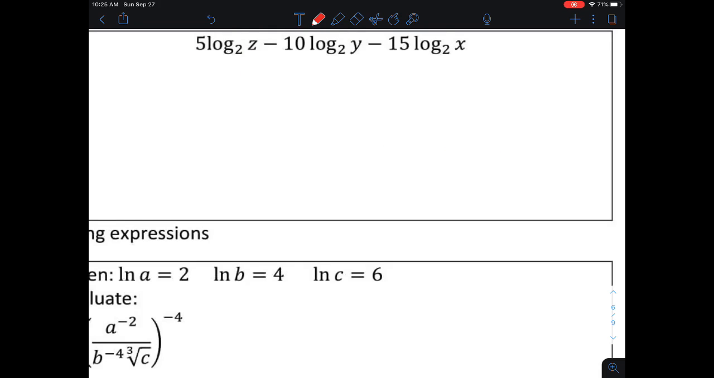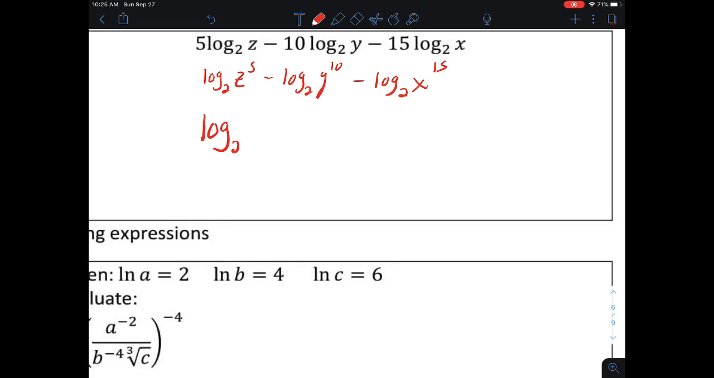Let's look at another one. So I want to condense all this inside of one logarithm. Quick base check, everything has base 2, so I can use my properties. We're going to take all the coefficients and put them inside of the log as exponents. So I have log base 2 of z to the 5th minus log base 2 of y to the 10th minus log base 2 of x to the 15th.